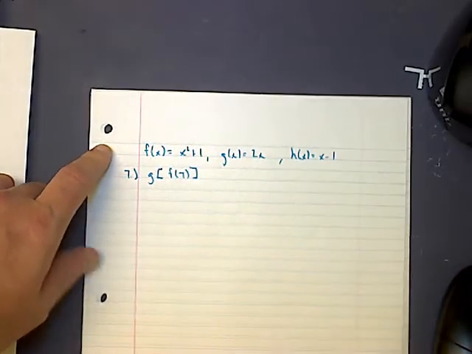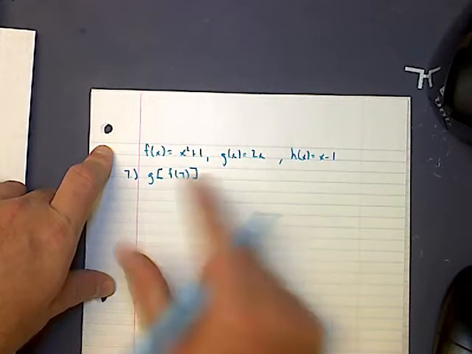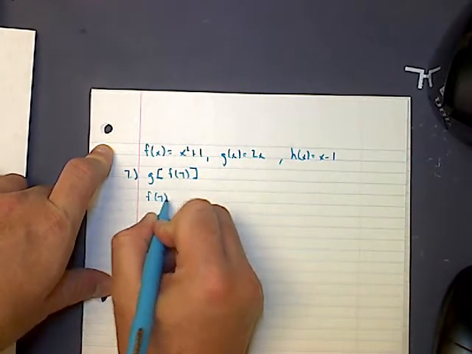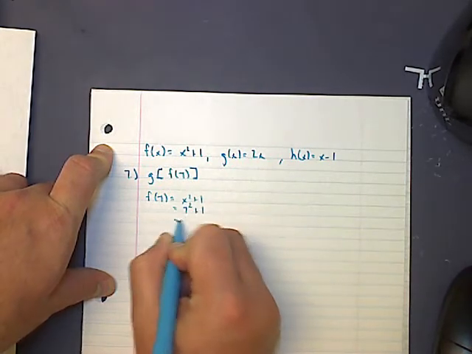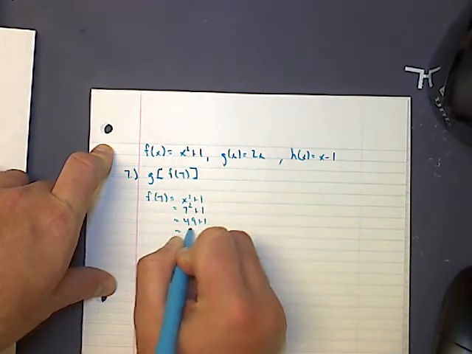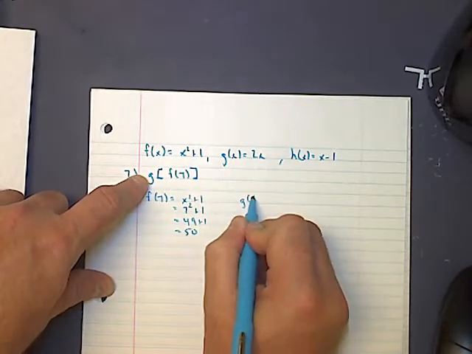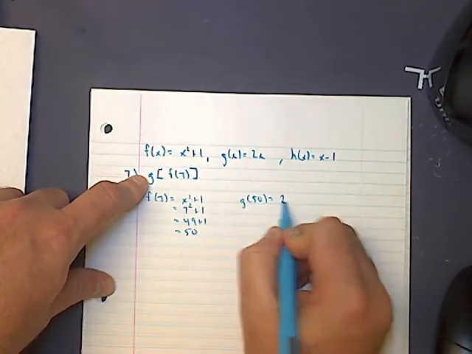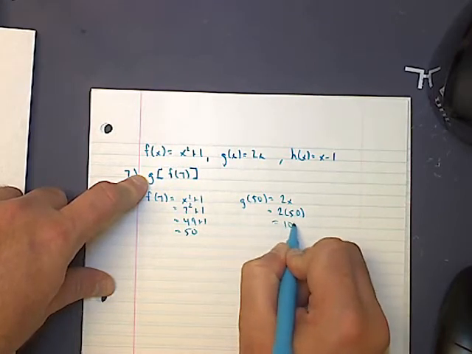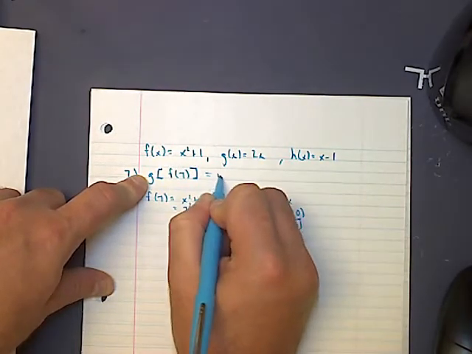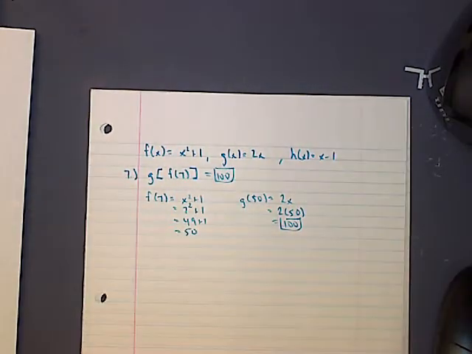start from inside out, 7, I'm going to plug 7 in my f function. F of 7 equals x squared plus 1. That's 49 plus 1, which is 50. Now I'm going to find g of 50. My g function is 2x. Plug 50 in for x and you get 100. So the entire thing is equal to 100. Use this function to help find the value of that function.